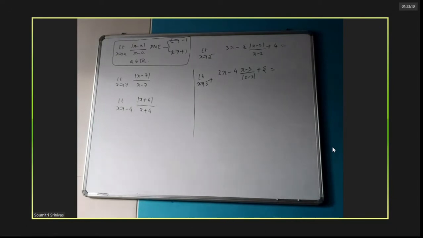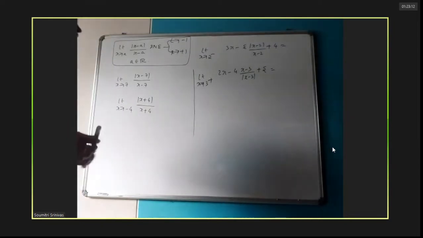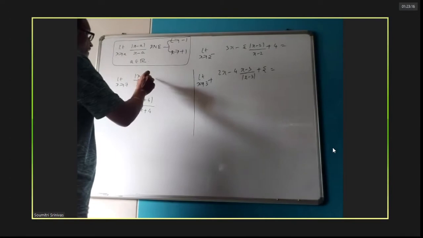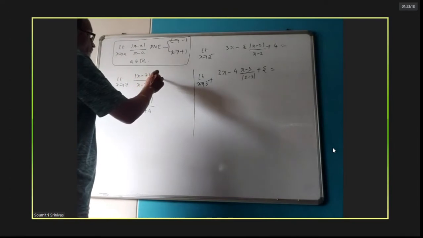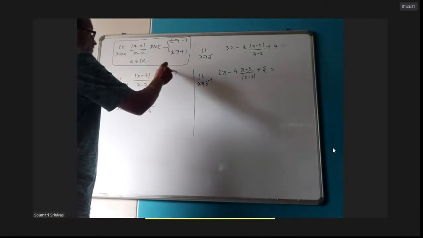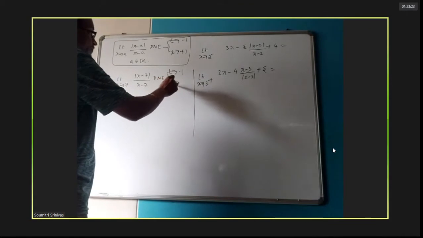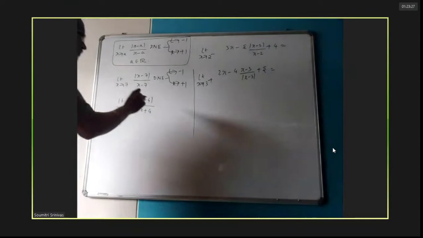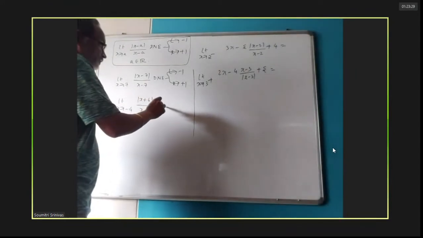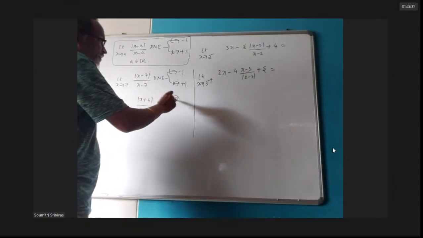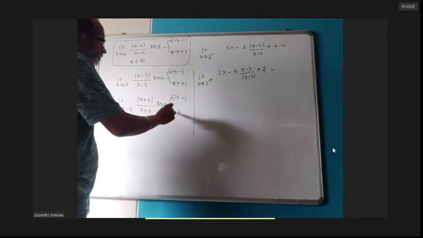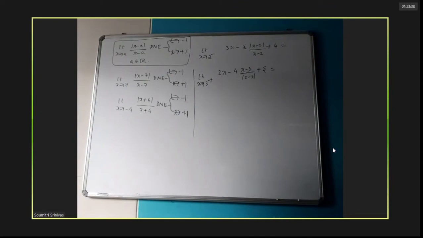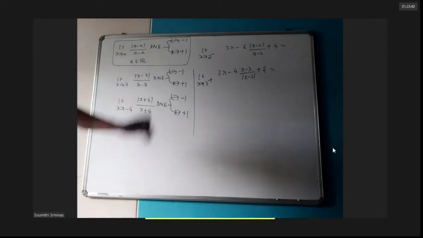Answer for the first one. Answer for this one: does not exist. Left hand limit -1, right hand limit +1. Answer for this: does not exist. Left hand limit -1, right hand limit +1. Correct? Yes, sir. Next one.